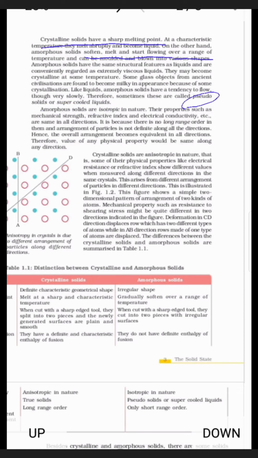അമോർഫസ് സോളിഡിൻ്റെ പ്രത്യേകത എന്താണ്, they are isotropic in nature. What is the specialty? They are isotropic. What is isotropic? They have some properties like mechanical strength, then refractive indices, electrical conductivity, and all those properties will be the same in all directions.